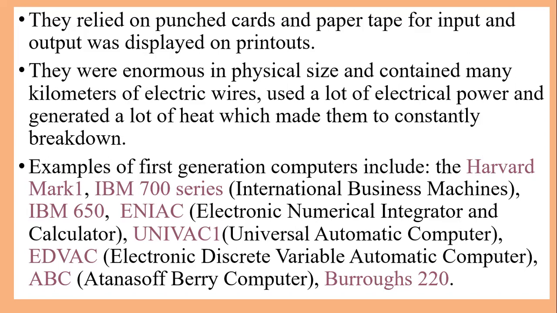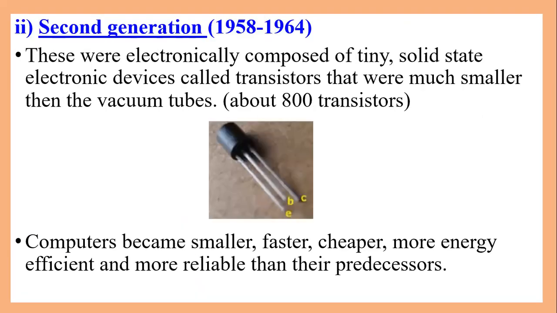They were enormous in physical size and contained many kilometers of electric wires. They used a lot of electrical power and generated a lot of heat, which made them constantly break down. Examples of first generation computers include Harvard Mark I, IBM 700 series, IBM 650, ENIAC, UNIVAC 1, EDVAC, ABC, Burroughs 220. The second generation of computers was between the years 1958 to 1964.